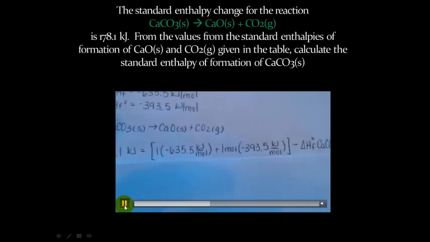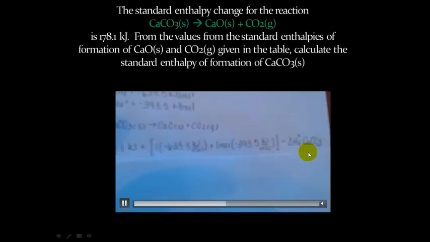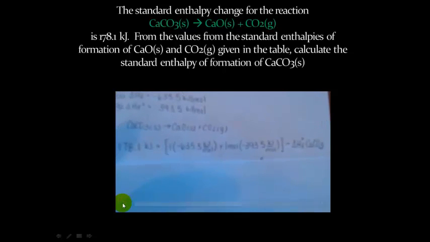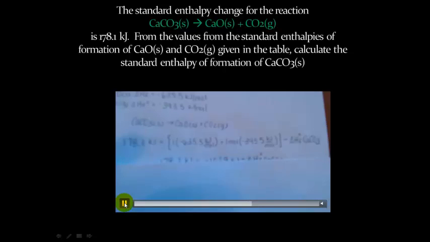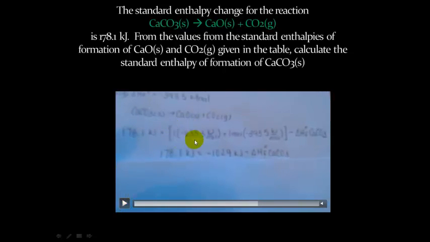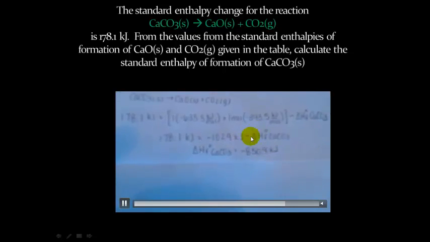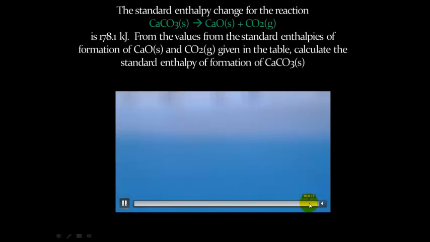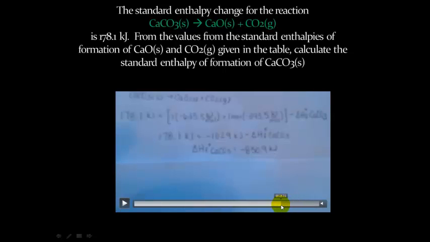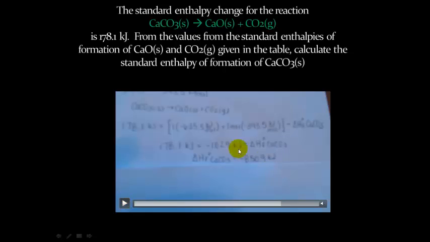178.1 kilojoules. So if we plug in the products minus the reactants, we don't know the reactant, but we know that we have 1 mole of calcium oxide and 1 mole of CO2. And so when we plug those in and add them together and solve for delta H of formation, we get a delta H of formation of calcium carbonate equal to negative 850.9 kilojoules.